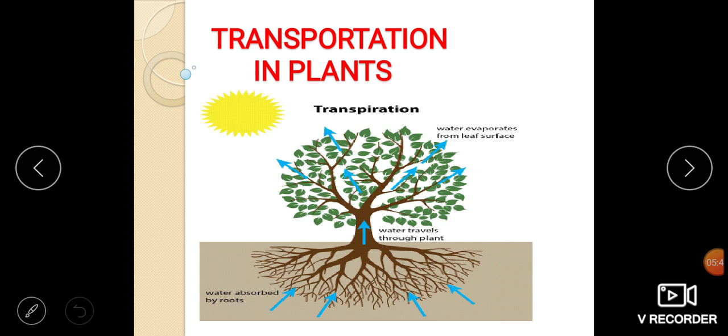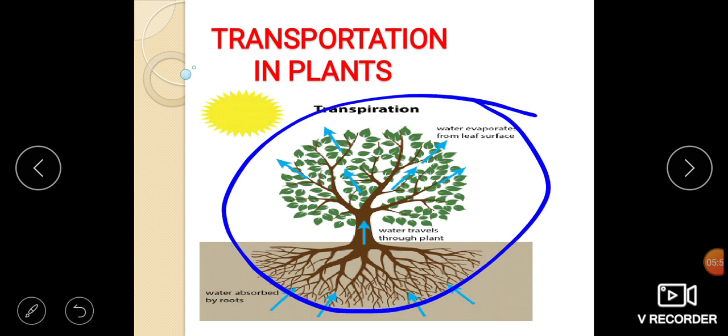This is the diagram which is showing the transpiration pull also. The water is moving here. This water moves through the xylem to different parts of the plant. When it reaches the leaves through the stomata, it is being given out in the form of water vapor.